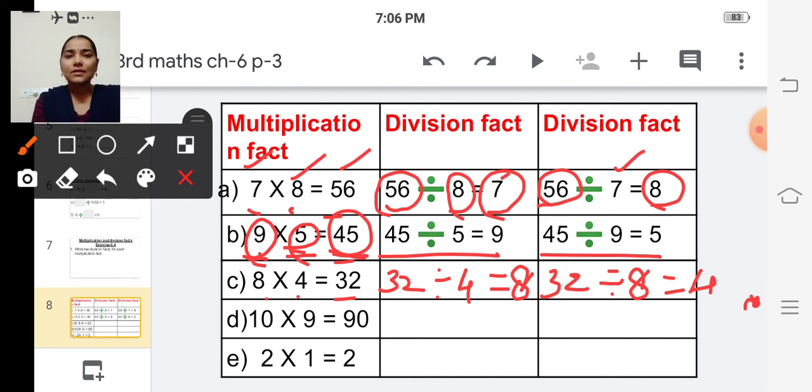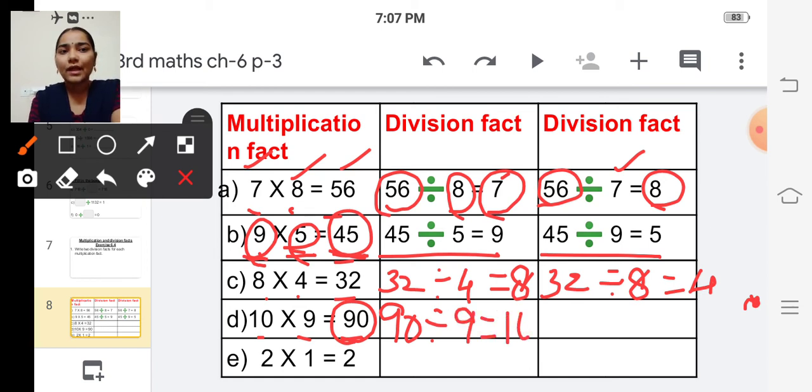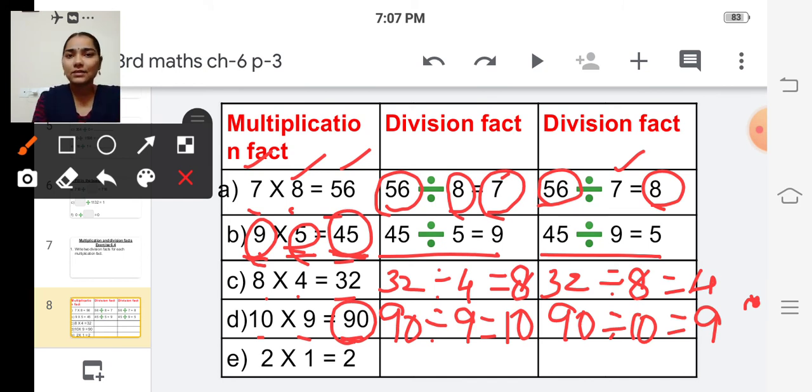Okay. See the D, 10 into 9 which is equal to 90. So for this we are going to write two division facts. So we have to write this 90 first. This is the dividend. Okay. So 90 divided by 9 which is equal to 10. The second one is 90 divided by 10 which is equal to 9. So these are the two division facts.